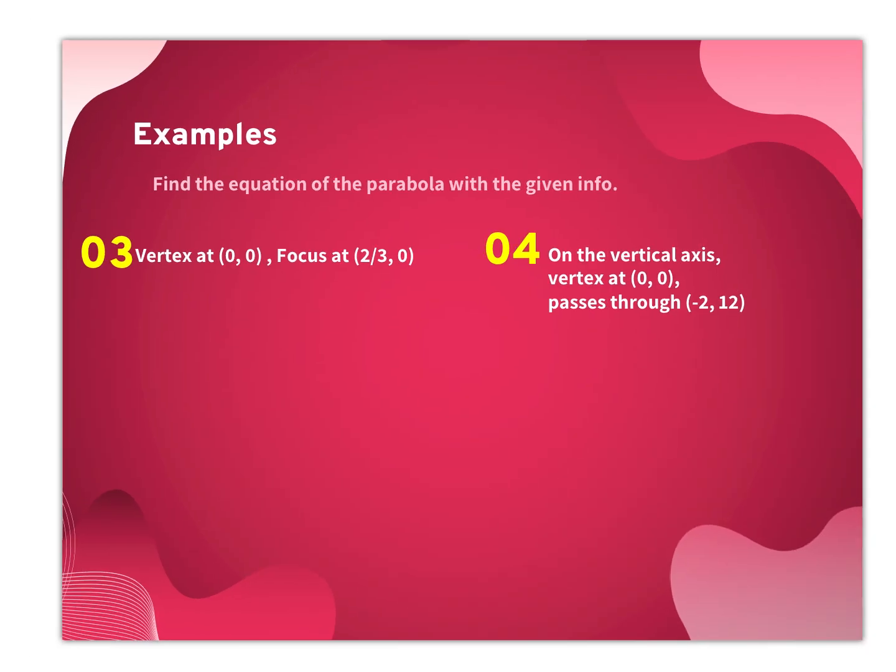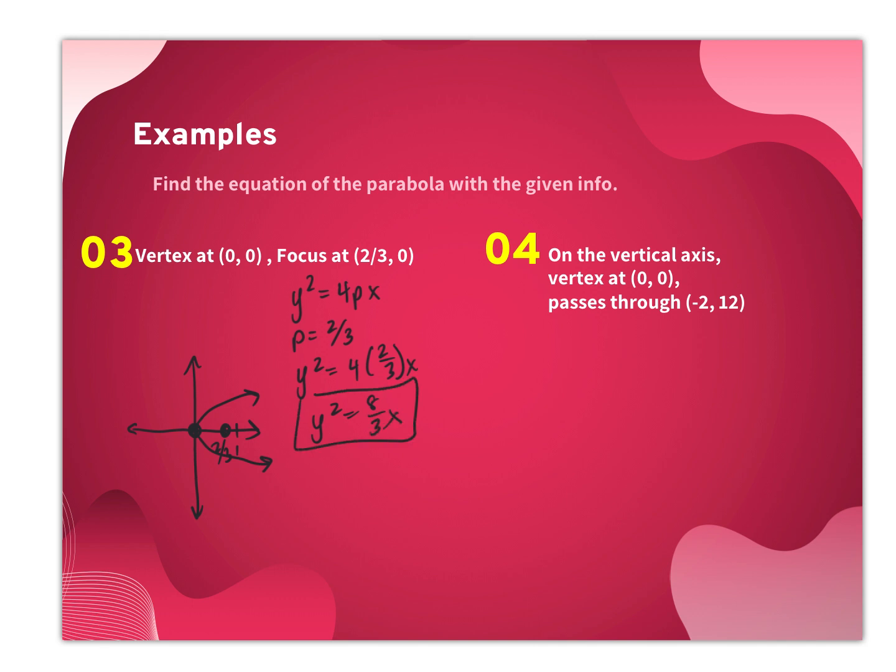So again, let's keep going. Here's another one. Vertex at 0, 0. So let's keep doing our little sketch so you can kind of see and visualize. Here's my vertex. My focus is at 2/3, 0. So let's say this is 1, right? So 2/3, 0 is right here. So that means my parabola opens this way, right? So I know this is a y squared equals 4px, and I know that p has to be 2/3, because I'm 2/3 units away from the vertex. So it's going to be y squared equals 4 times 2/3 x. So y squared equals 8/3 x. And there's my equation. Okay.